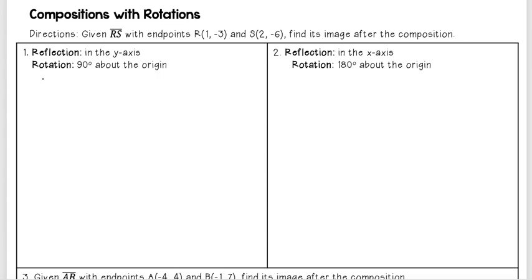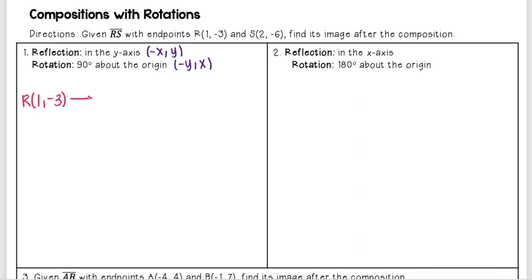So for the reflection in the y-axis, that rule was that I'm going to have (negative x, y). And then the rule for 90 degrees about the origin was (negative y, x). So I'm going to start with point R, and I'm going to take R through both of these transformations.